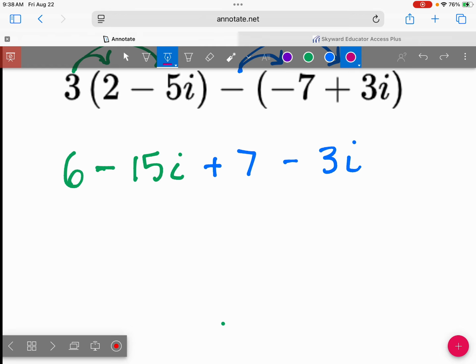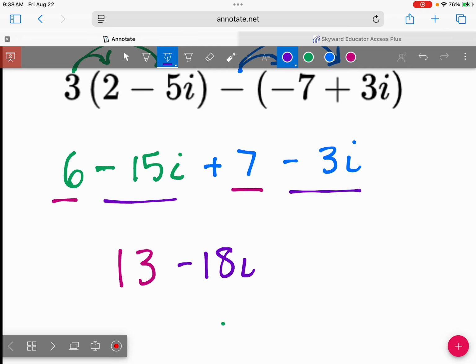So combining our like terms together here, we've got a 6 and a 7 giving us 13. And we've got our minus 15i and our minus 3i, minus 18i.